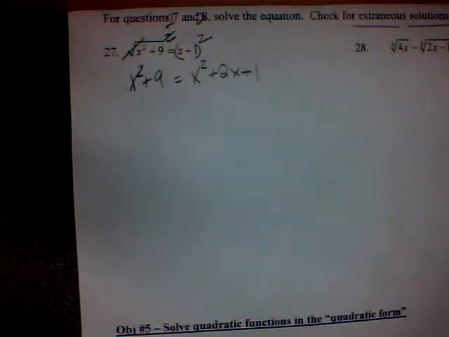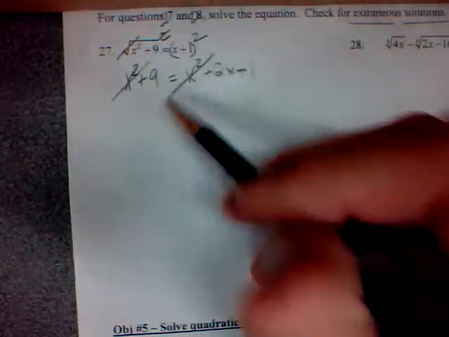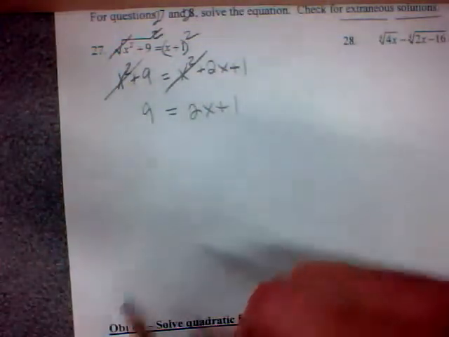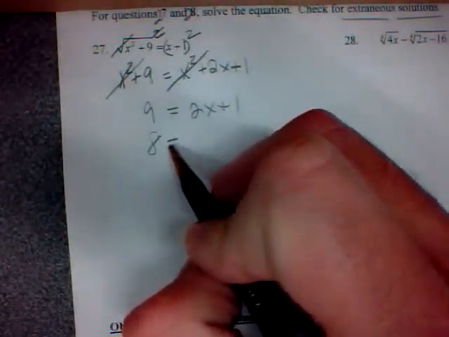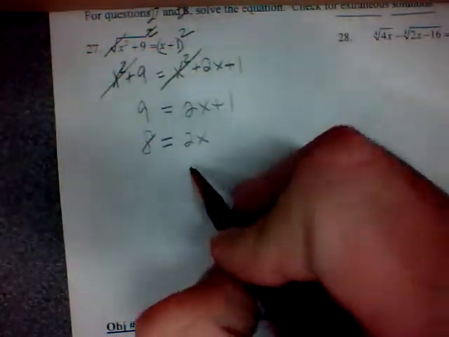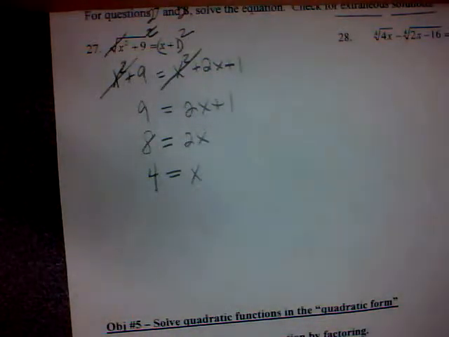Now, once you have that all FOILed out, we just look at solving this basic equation here. And it looks like something very, very nice happens. We have an x squared on each side. Those can cancel out, which leaves you with 9 equals 2x plus 1. And then we can subtract the 1, which gets you 8 equals 2x. And then we solve for x. x equals 4.